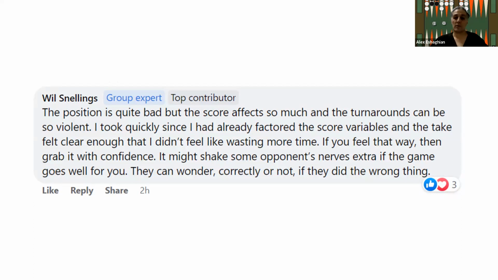It might shake some opponent's nerves extra if the game goes well for you. They can wonder correctly or not if they did the wrong thing. Steve's not going to think that way. He's a very strong player, but that is definitely true.